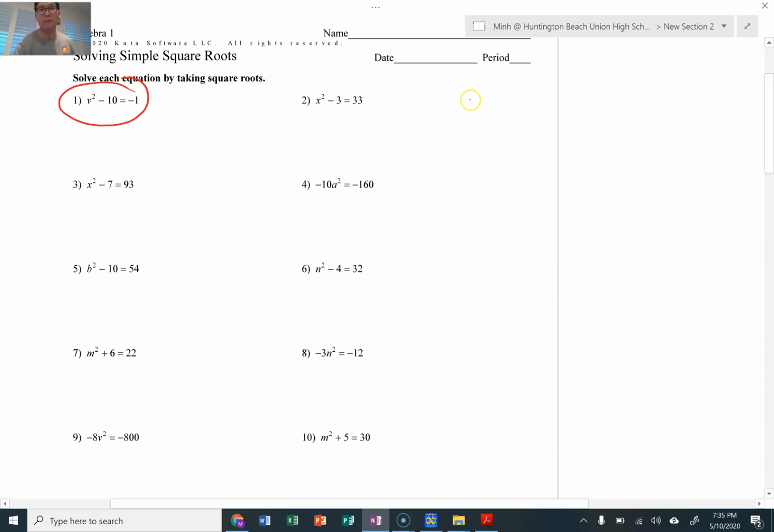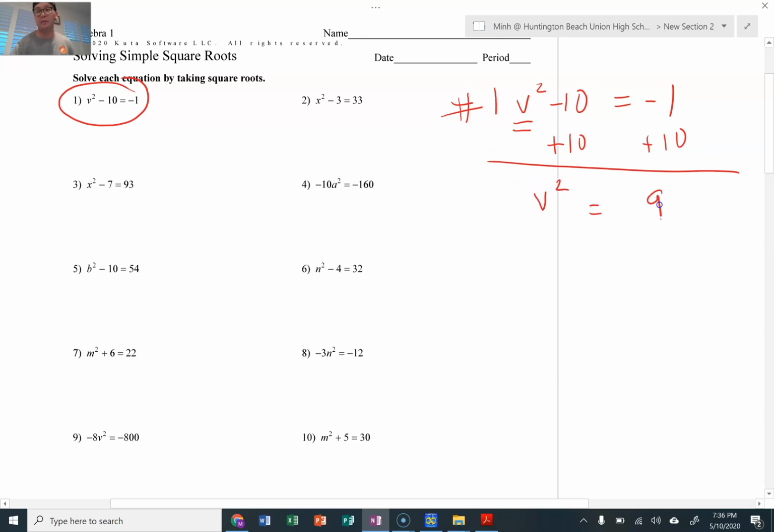So for number one, I have v squared minus 10 is equal to negative 1. Now, we're just solving for the variable v in its value. So when you do this, first, in order to isolate the v squared, we need to first add the 10 on both sides. So if you do that, you'll have v squared is equal to positive 9.